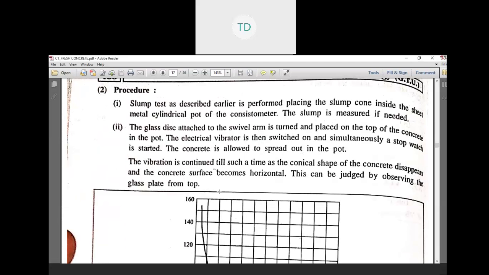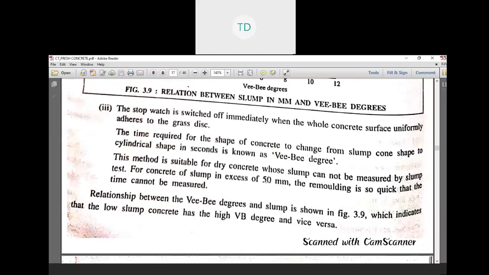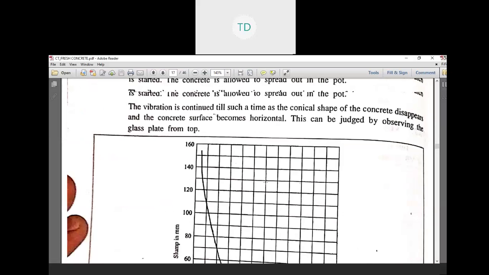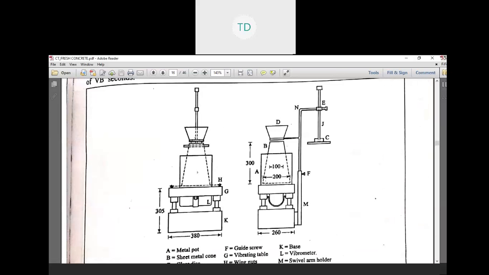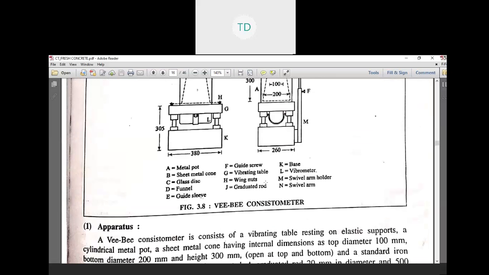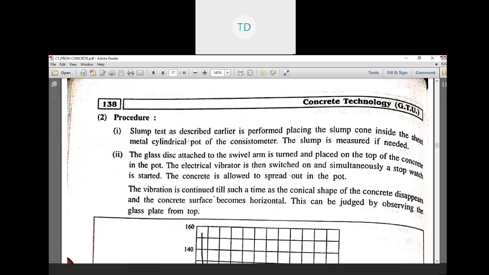Now we are looking at the procedure. This is a simple procedure, and we are only going to study this overview, because the rest of the tests and proper explanation of these practicals we are giving in some YouTube videos. So let us discuss the procedure. The slump test, as I described earlier, is performed by placing the slump cone inside the sheet metal cylindrical pot of the consistometer. The slump is measured if needed.